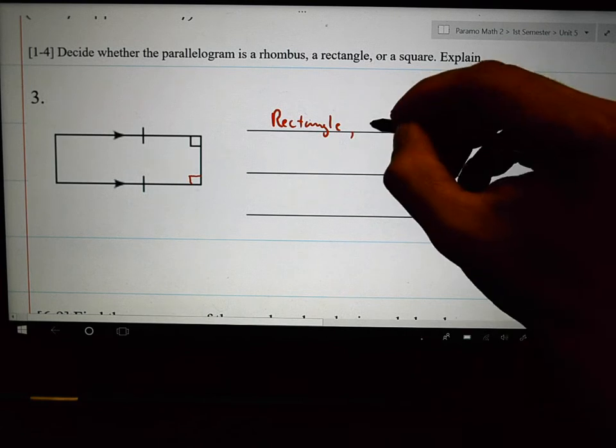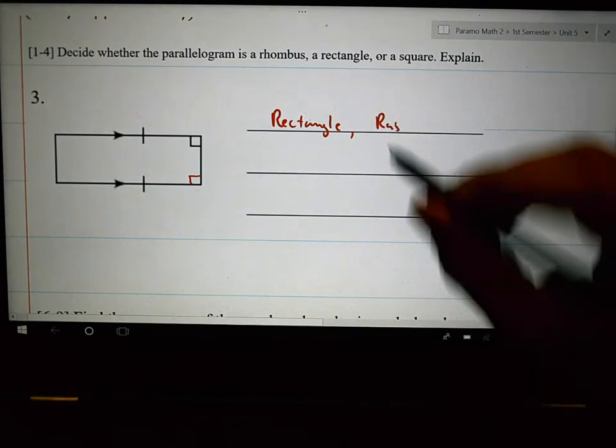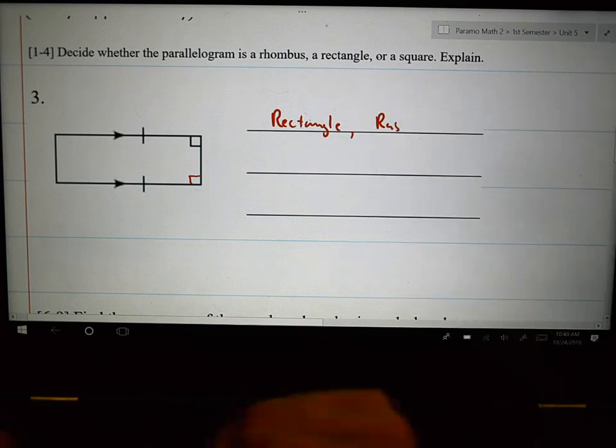It has 4. It has, where's my eraser? There it is.